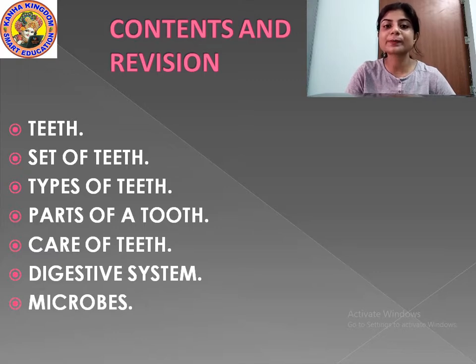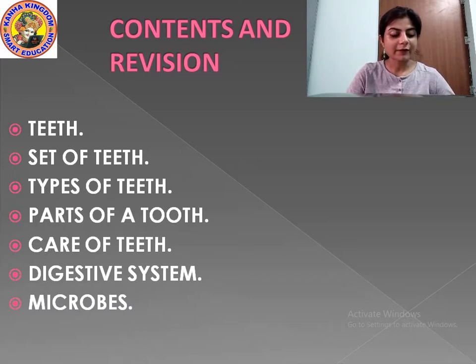Some microbes are useful to us and some microbes are harmful to us. Some microbes help in the process of digestion, and some microbes may make us fall ill. So these are the different types of microbes: bacteria, virus, fungi and protozoa.